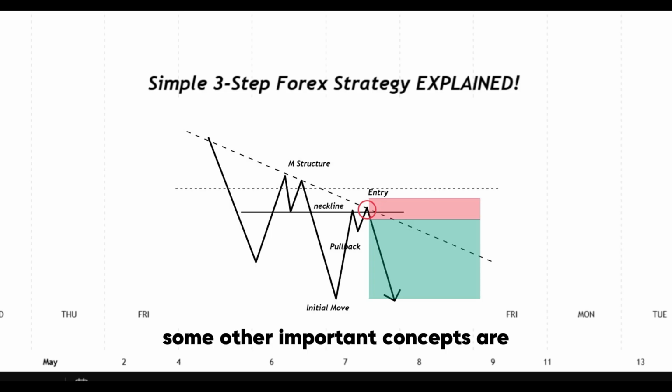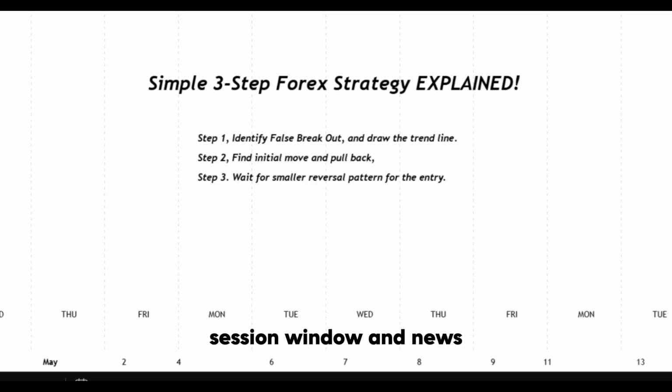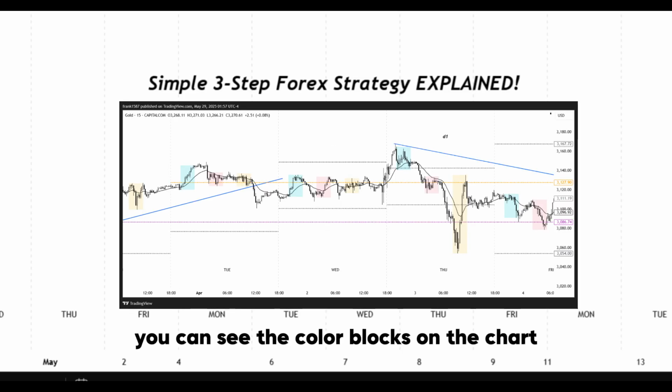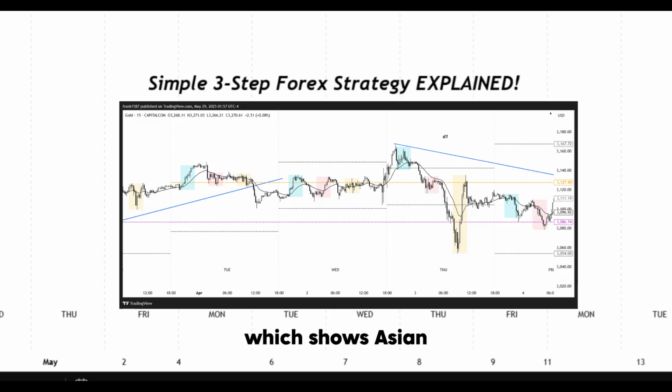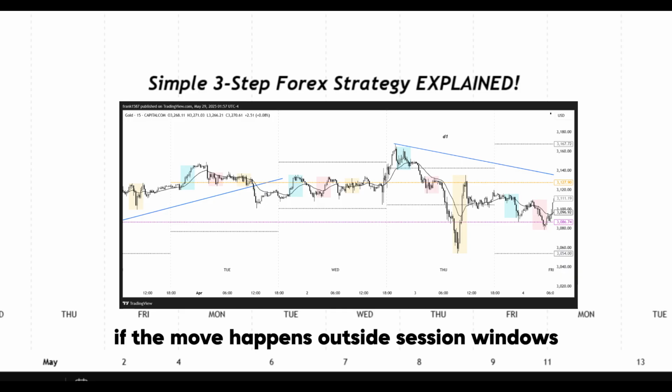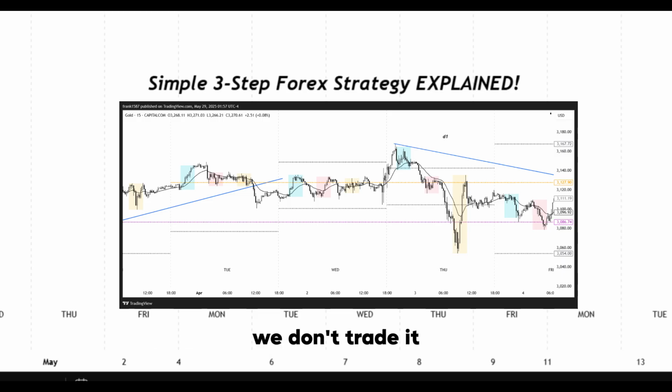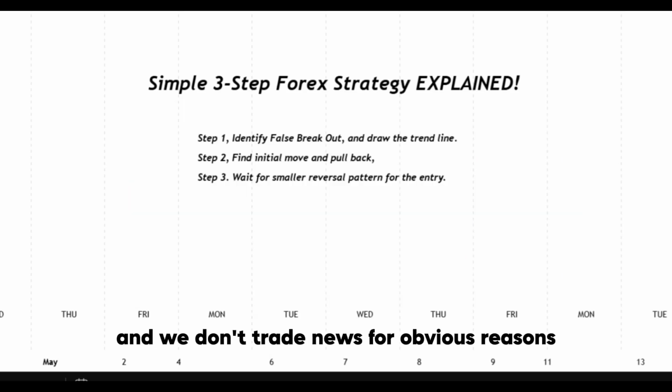Some other important concepts are session window and news. For the session window, we only trade in 3 session windows where the market has bigger volumes. You can see the color blocks on the chart, which show the Asian, London, and New York sessions. If the move happens outside session windows, we don't trade it. And we don't trade news for obvious reasons. If there's big news coming, we ignore the pair.